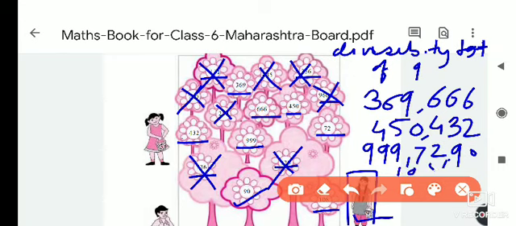In this way, you have to use the divisibility test and solve this exercise. So all of you complete this exercise today and send it to me on my personal number. If you have any doubt, you can ask me. Okay, thank you and have a good day.